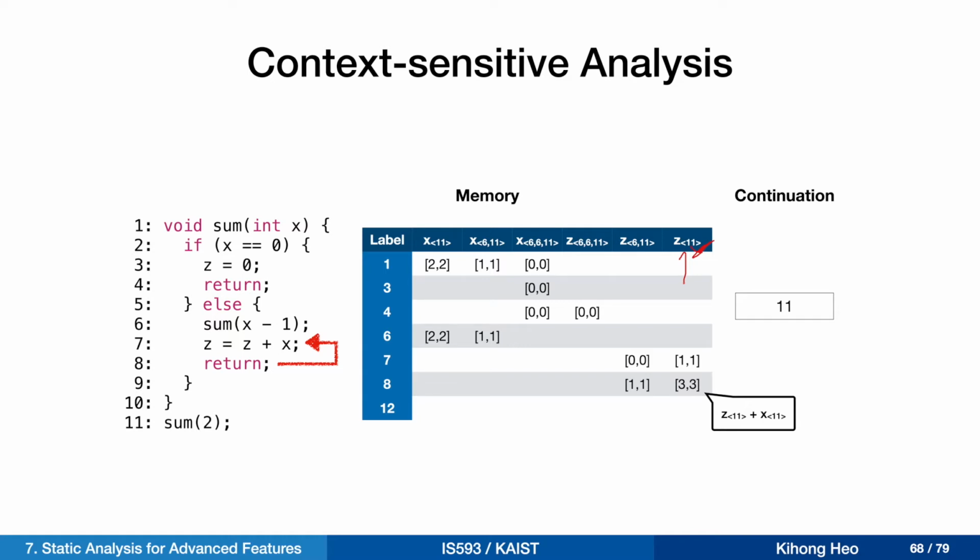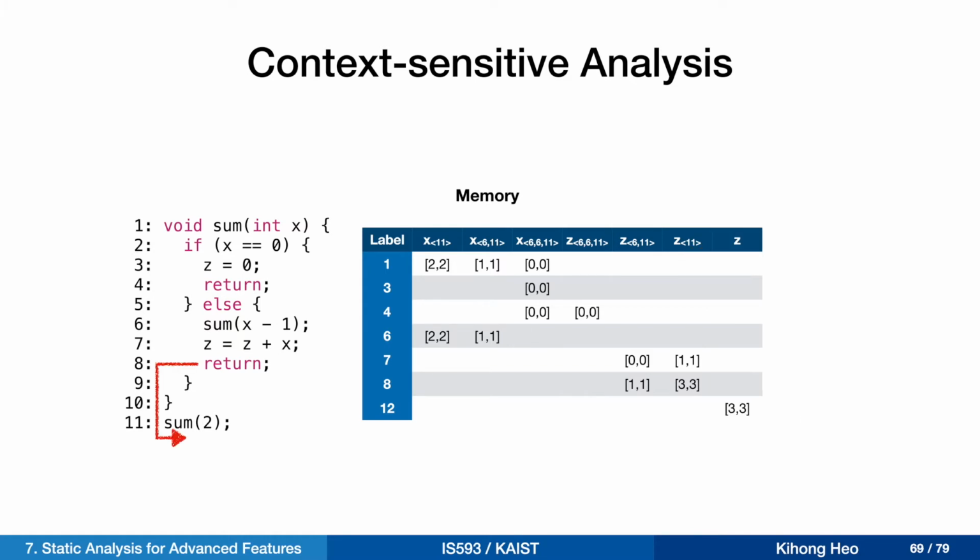And then finally it returns this memory to the label 12, which is the correct return site of this particular function call, right? Then after this propagation, you can see the memory at label 12. Okay, as you can see, the abstract value for c after the function call is the most precise estimation of that of the concrete semantics. Okay.